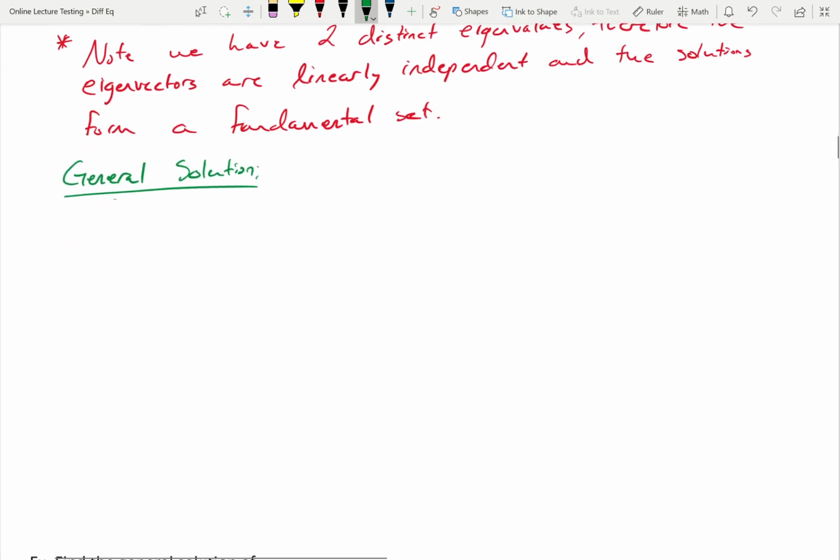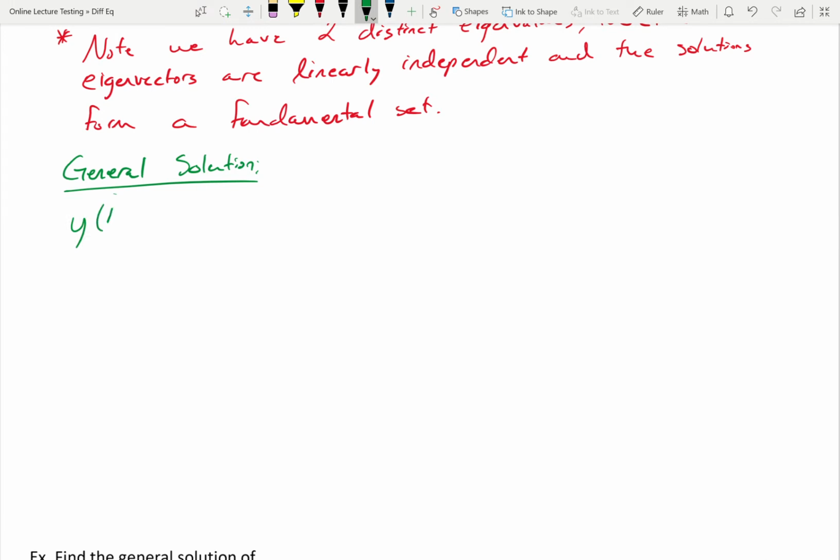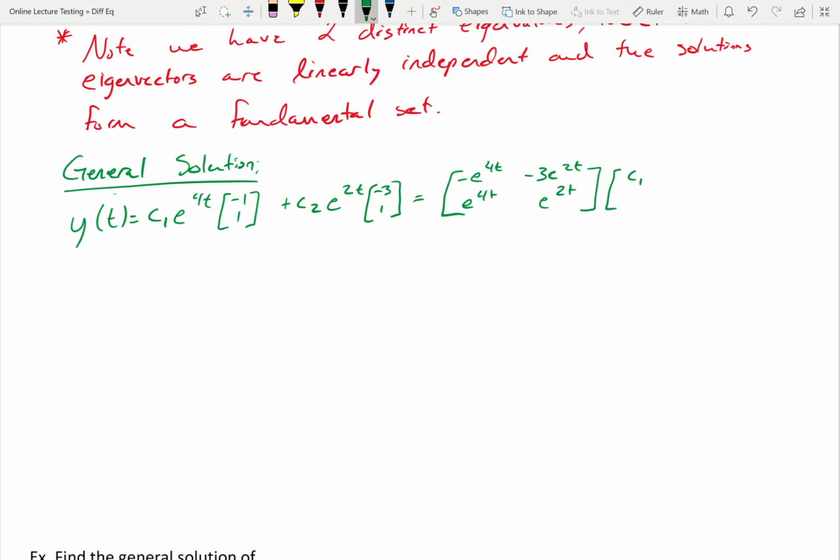All right, and our general solution is of the following form. y of t is equal to C1 e to the 4t times negative 1, 1, plus C2 e to the 2t times negative 3, 1, which if we wrote this out as a matrix, we would get negative e to the 4t, negative 3e to the 2t, e to the 4t, e to the 2t, times C1, C2. All right.